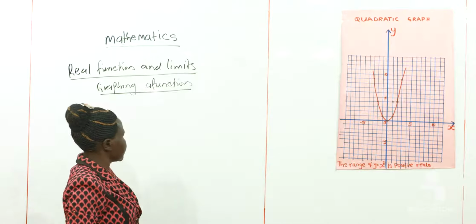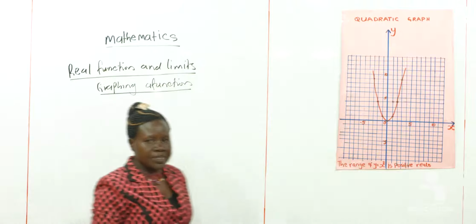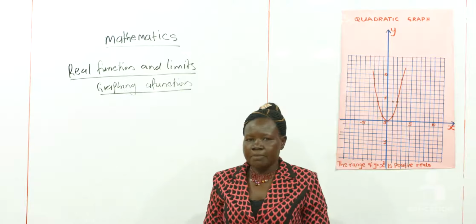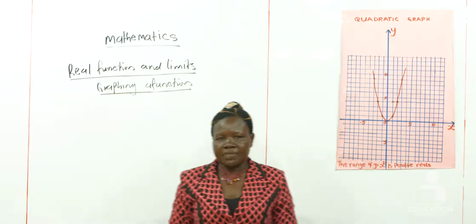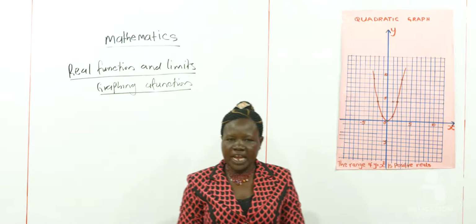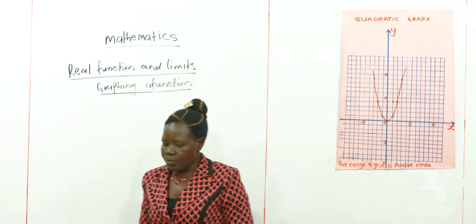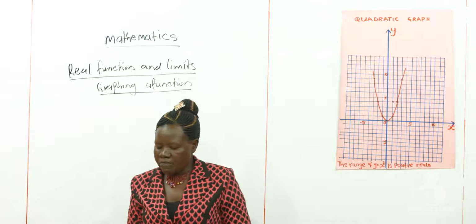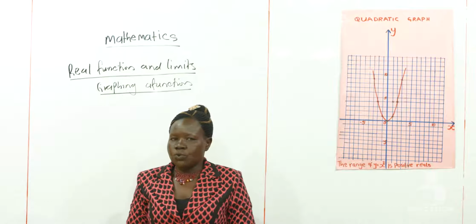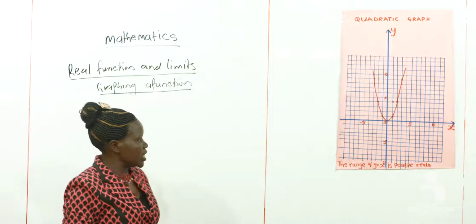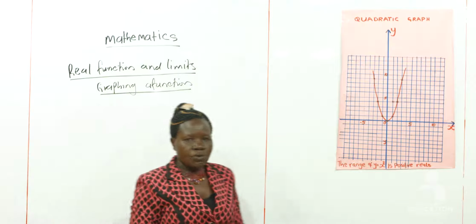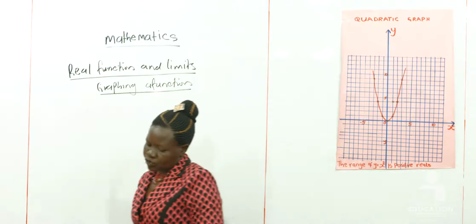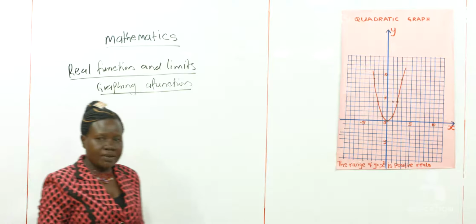In our previous lesson we looked at the linear functions, which are in the format ax plus b, where the graphs are always a straight line. Now we are moving to the non-linear graphs or functions. Examples of non-linear graphs are quadratic graphs or quadratic functions. So we are picking up straight from the quadratic graph.